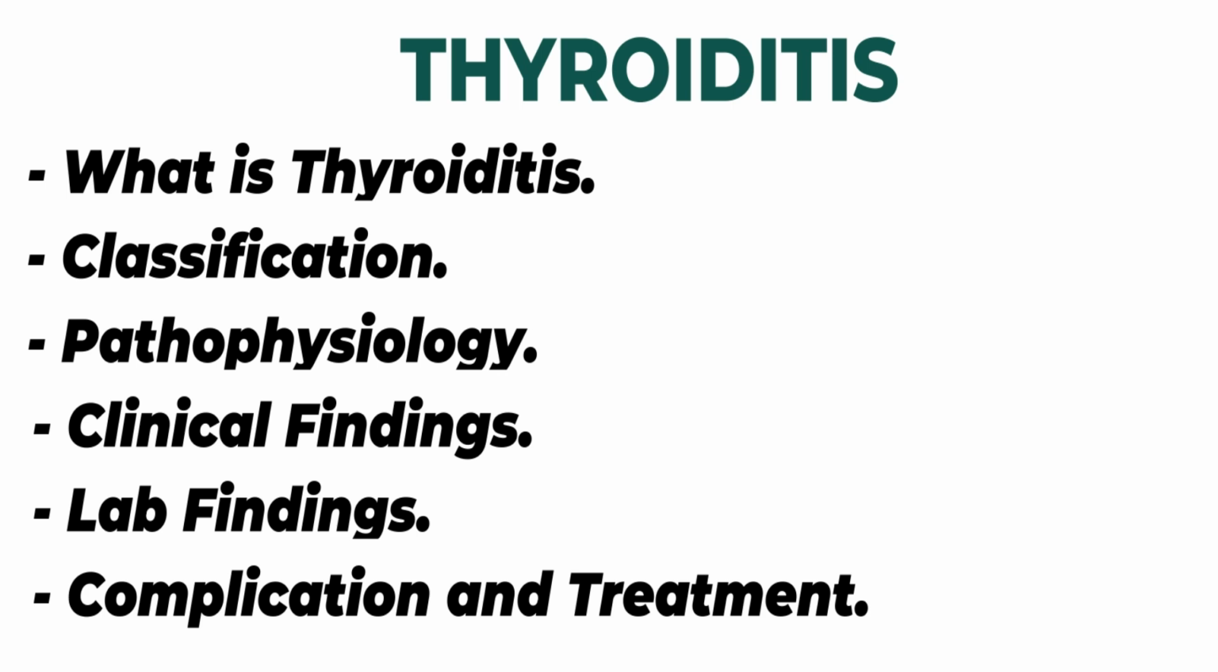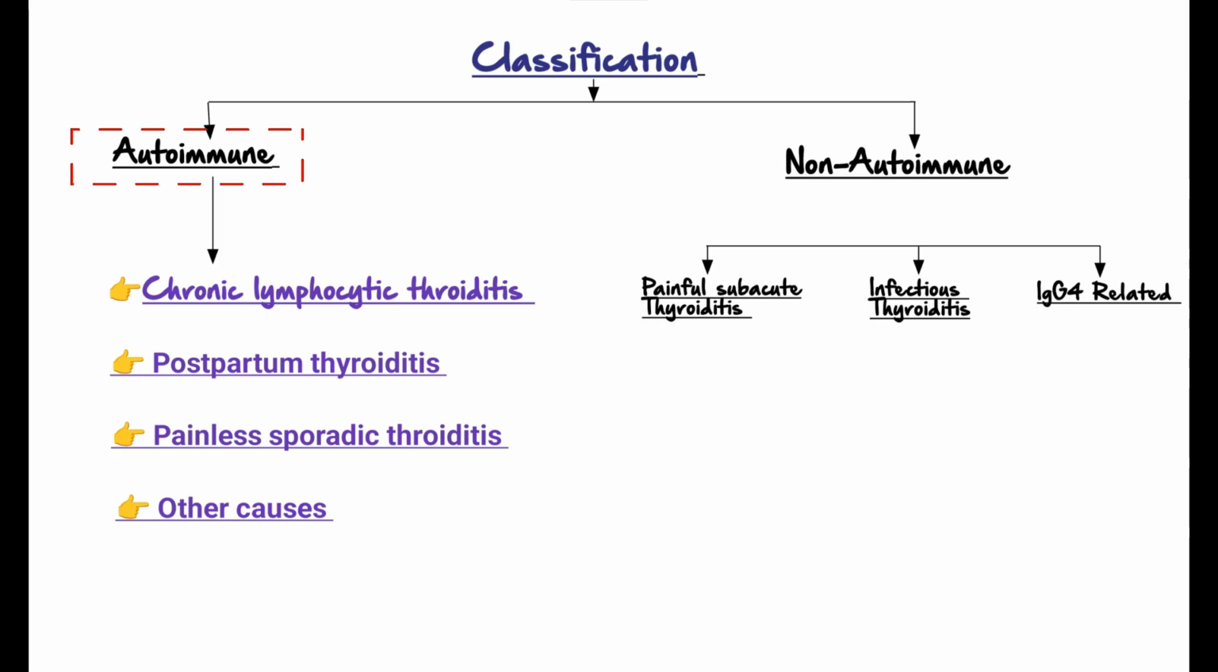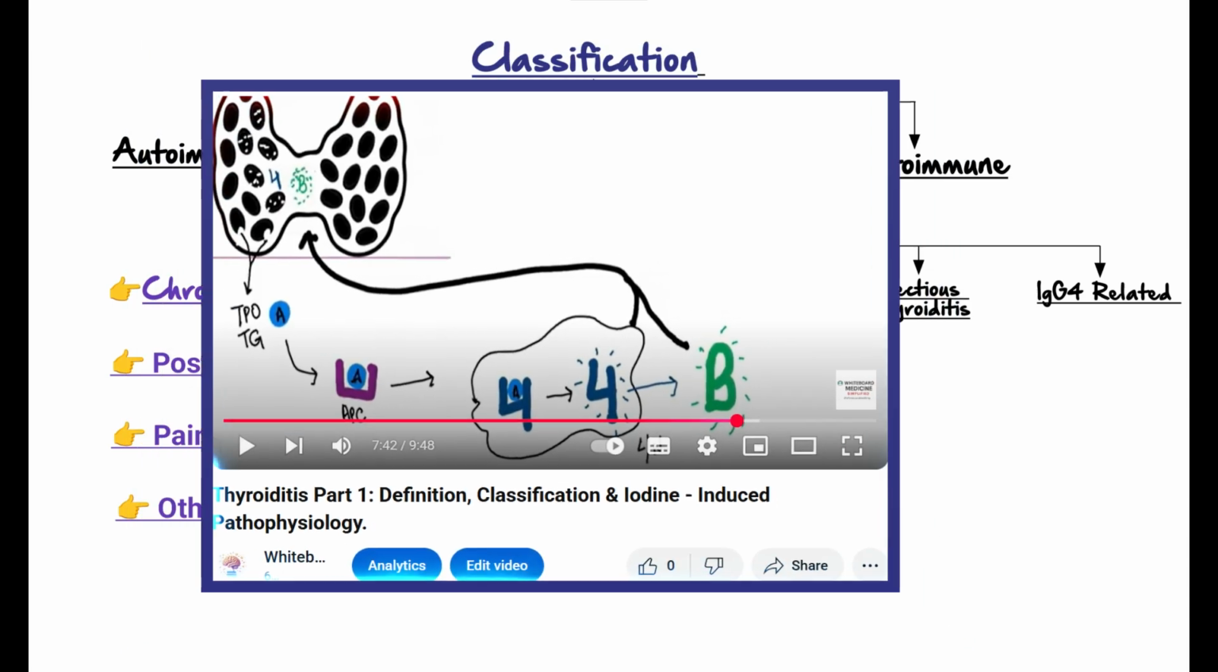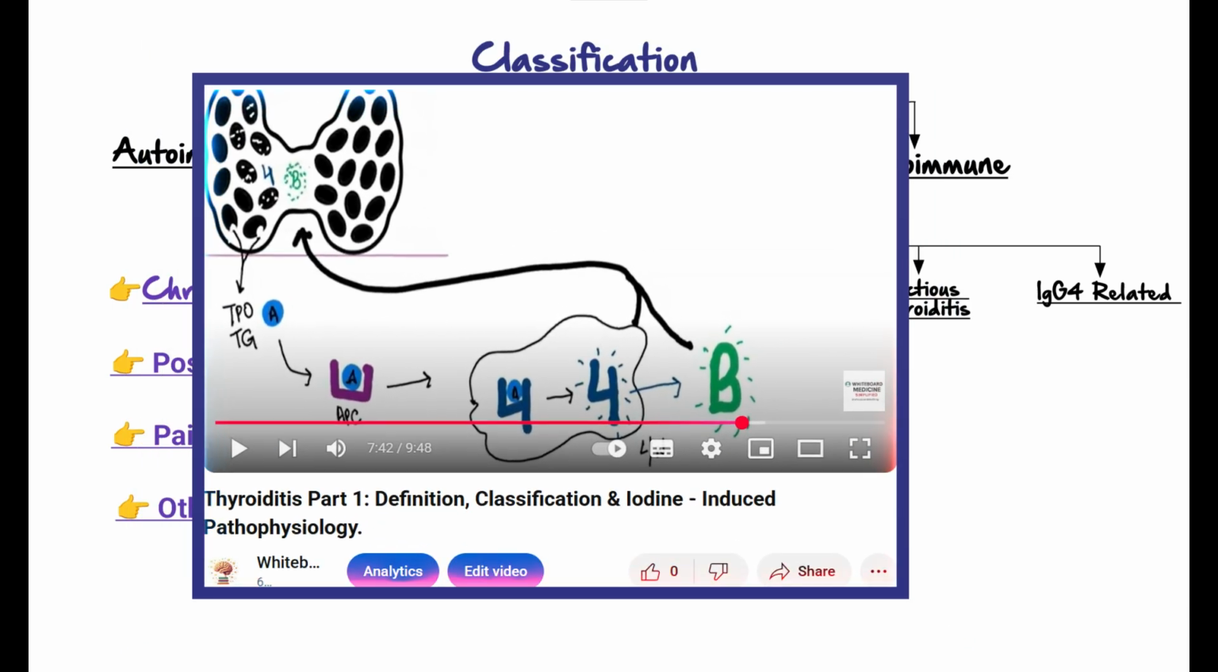In this part 2 of thyroiditis, we will discuss the individual types of thyroiditis, starting from autoimmune to non-autoimmune types of thyroiditis and their cause and pathophysiology. But before we begin, I strongly recommend watching part 1 to understand the pathophysiology of autoimmune thyroiditis, as it will make the remaining topics easier to grasp. Now let's discuss autoimmune thyroiditis.